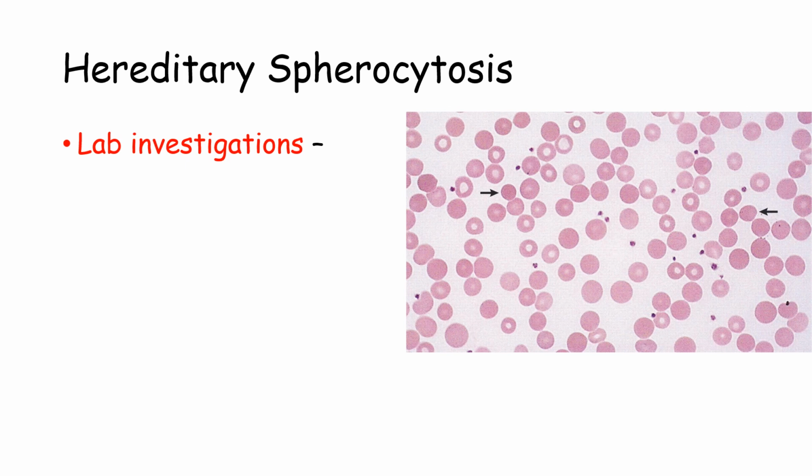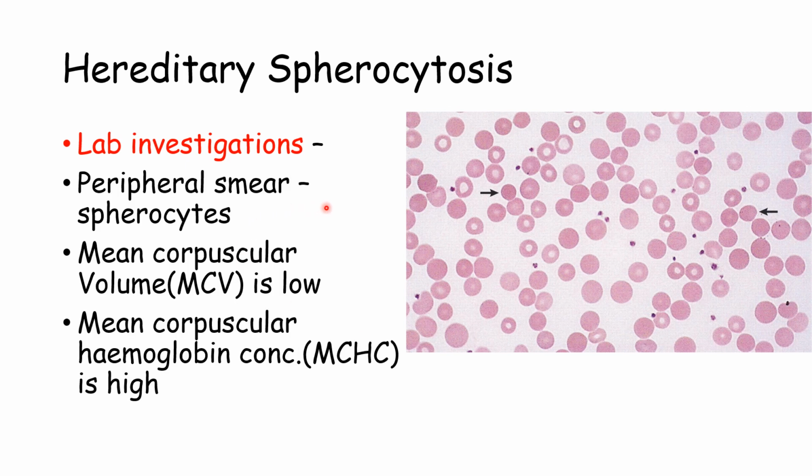Now coming to the lab investigations. In the peripheral smear, as you can see over here, you can appreciate the spherocytes. In this patient, because the surface area of the RBC is low, the MCV decreases. The surface area is low, but the hemoglobin is the same, and that is why it appears that the RBC is having high hemoglobin. That is why MCHC in this patient is high. And mind you, this is one of the least common conditions in hematology in which the MCHC is high.